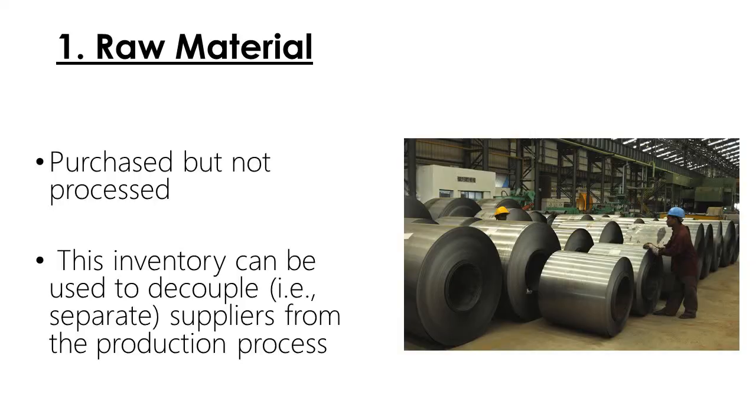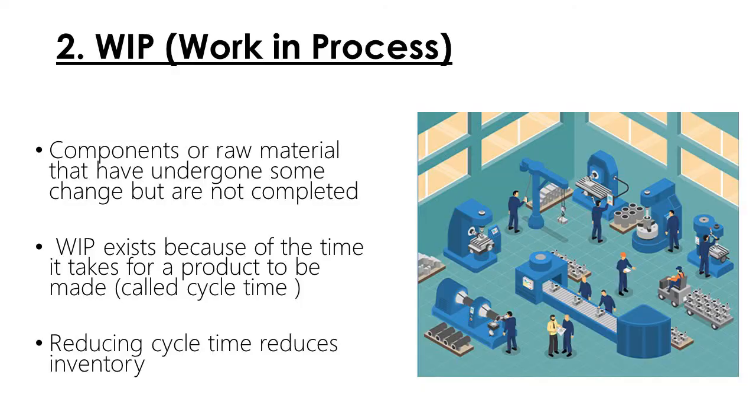Raw material inventory is any inventory that is purchased but not processed. This inventory can be used to decouple, that is to separate the suppliers from the production process. However, the preferred approach is to eliminate the supplier variability in quality, quantity, or delivery time so that separation is not needed. Number two, work in process inventory, which is also referred to as WIP.